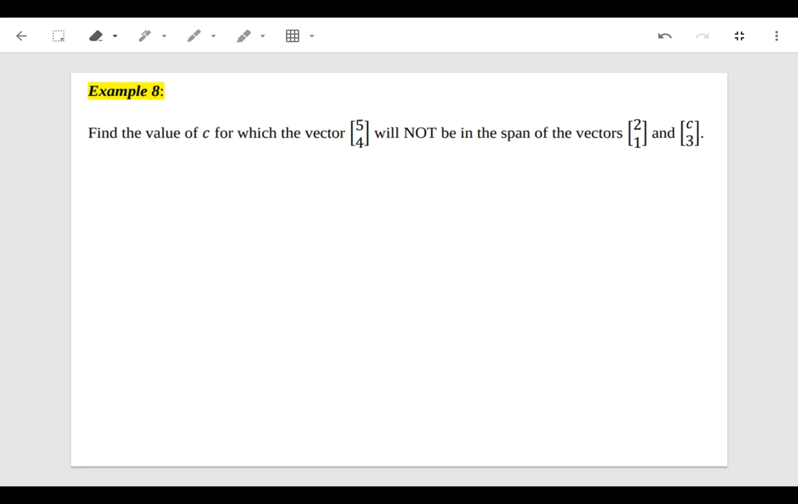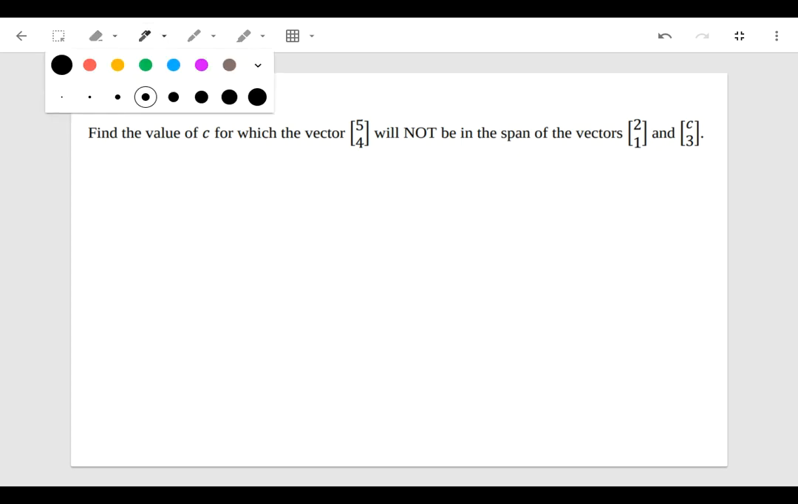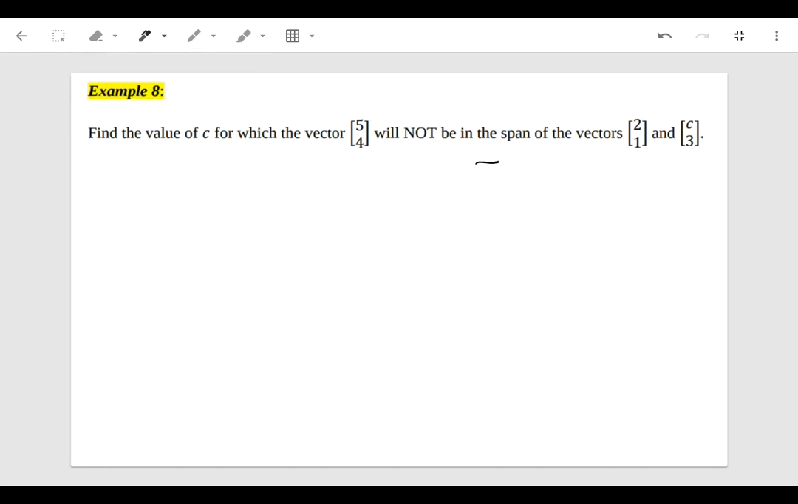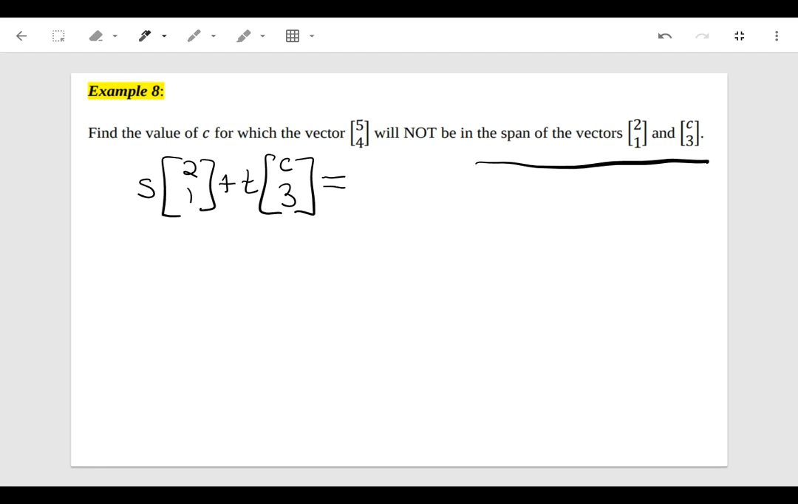In this example, we're asked to find the value of C for which the vector 5, 4 is not in the span of these two vectors here. Okay, so if it's not in the span, that means that there are no numbers, let's say S times the first vector, plus, let's say, T times the second vector, such that this linear combination is equal to 5, 4.